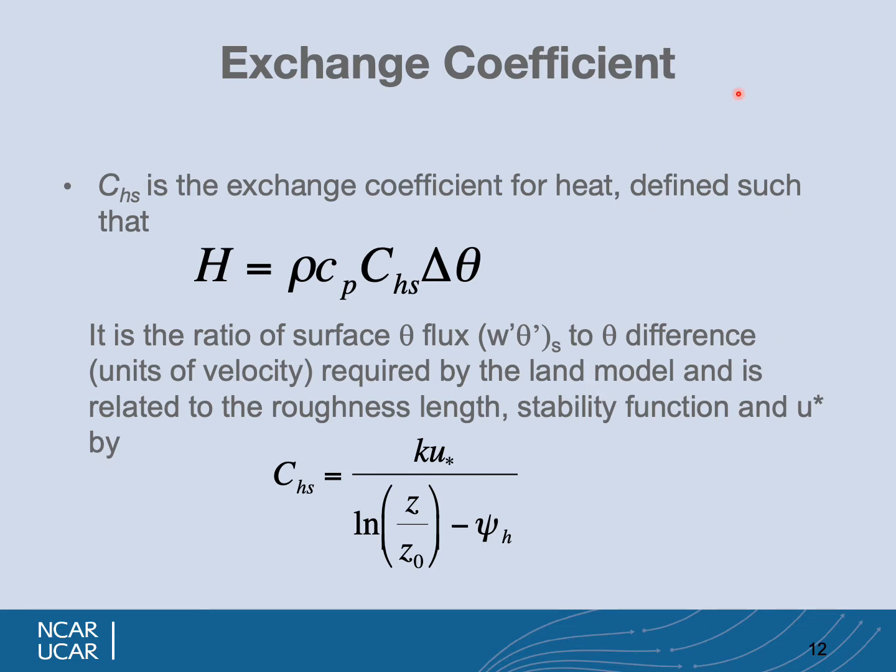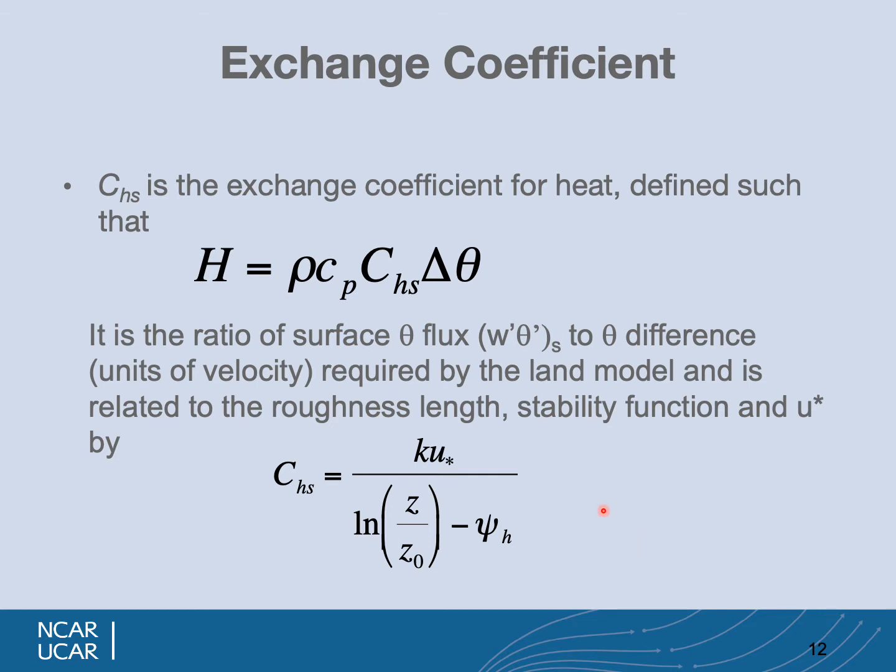So to get the heat flux, we need to know the exchange coefficient. The exchange coefficient is the ratio of the heat flux to delta theta, and we call it CHS in WRF. And CHS is therefore given by this formula. In fact, when you relate this to the previous formula for the heat flux, it's only a function of u*, the roughness length, and the stability function for heat.